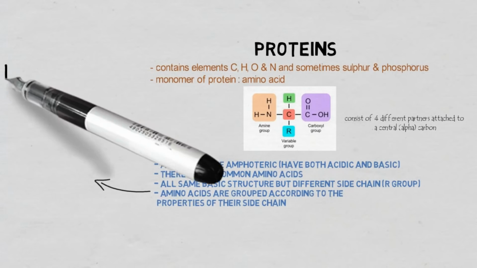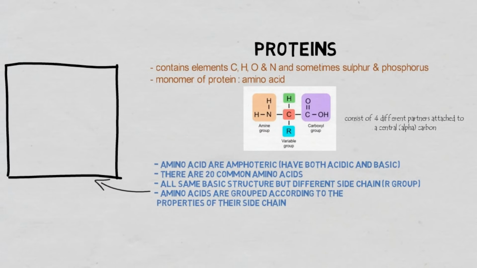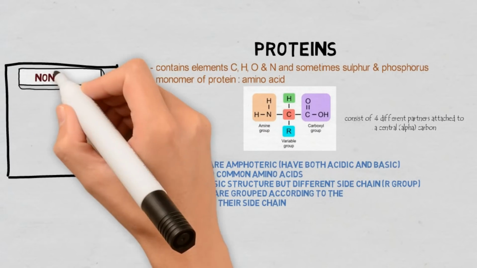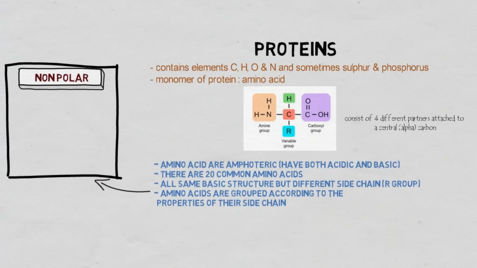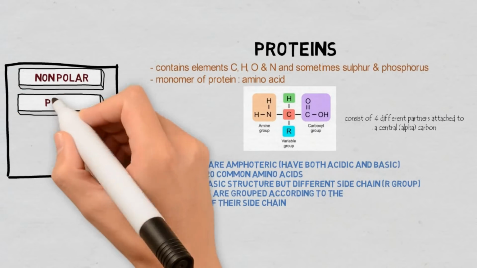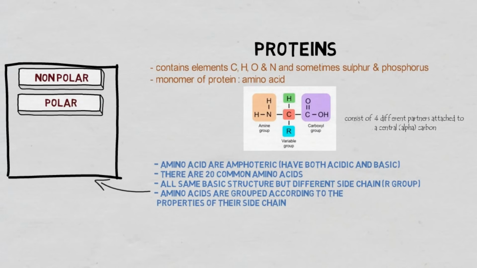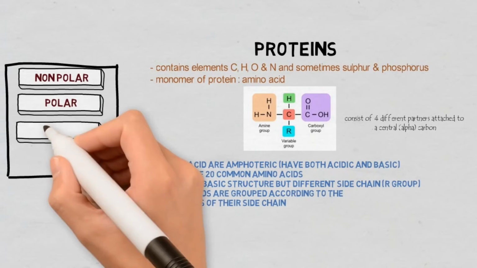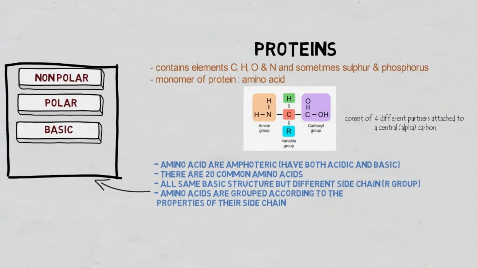The 4 different groups of amino acids are, first, the non-polar group, which has a hydrophobic side chain. The second one is the polar group, with a hydrophilic side chain. The third one is basic, because of an amino group in the side chain, and the last one is acidic, because of the presence of a carboxyl group in the side chain.